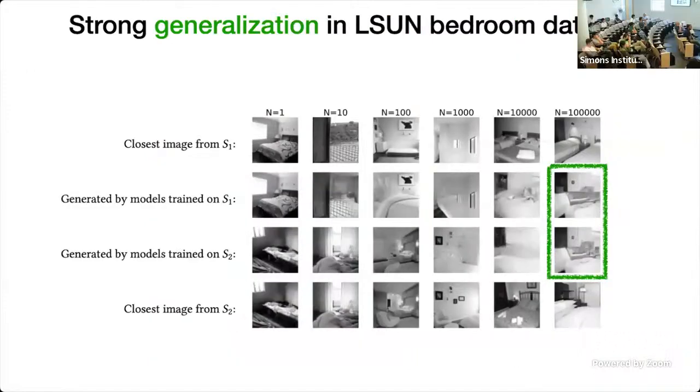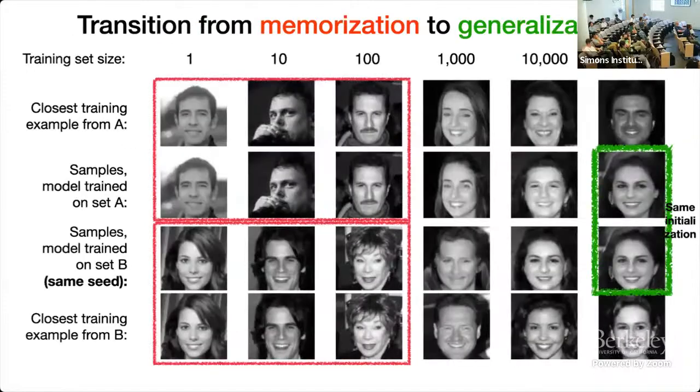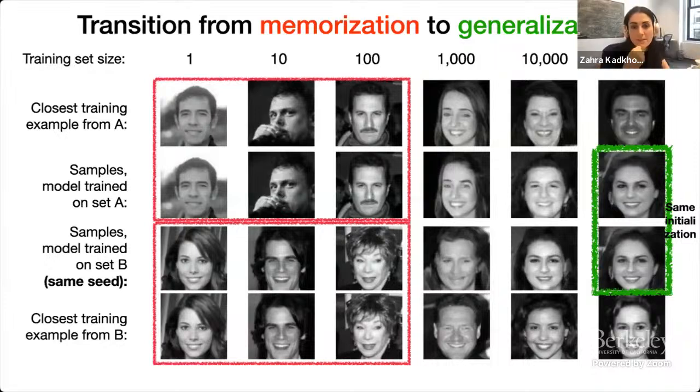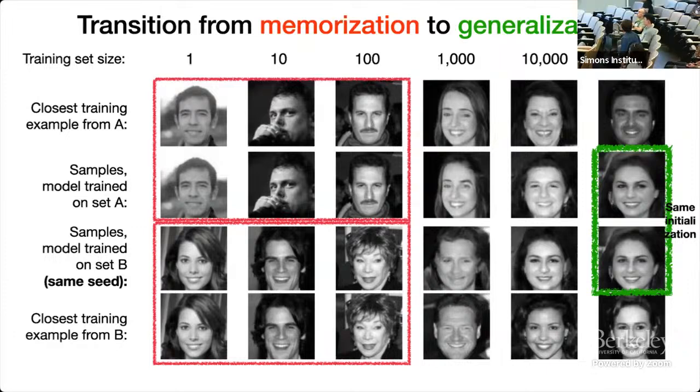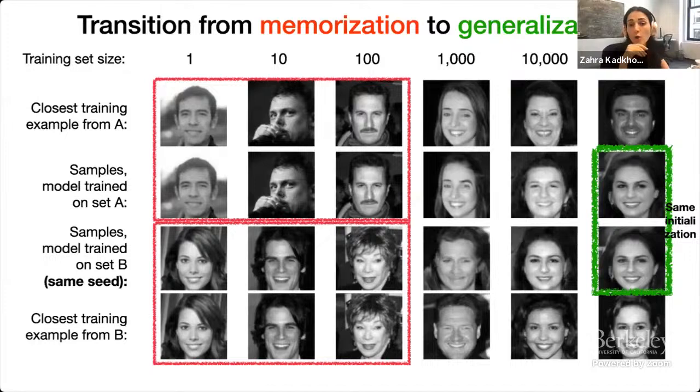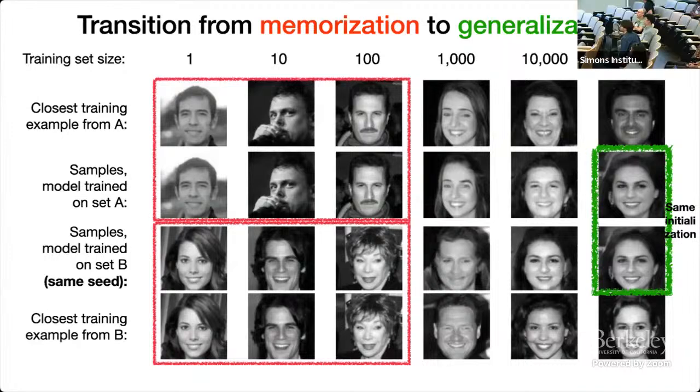A quick question. Why are seeds comparable across the 2 models trained on different training sets? Because we want to start from the same point in the space. Oh, sorry. By seed, you mean the random initialization of the model? No, I mean the initialization of the diffusion trajectory. Yes, of the diffusion trajectory. That's what I meant to say.